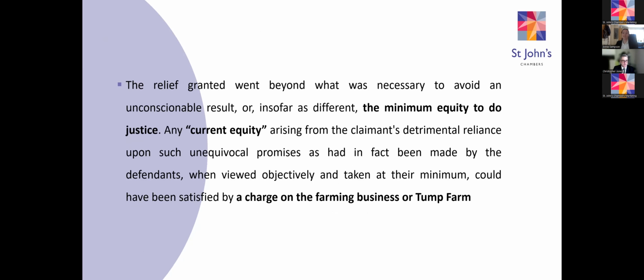Secondly, albeit a very similar criticism to the first ground of appeal, it was suggested that the court had gone beyond the minimum equity necessary to do justice, which could instead have been achieved by way of a charge on either the business or the farm. However, it's not clear whether this was intended to address the issue of acceleration, as well as the extent of the detriment suffered, and neither is it clear how such a charge would work, such as whether it would enable Andrew nonetheless to force a sale, let alone how much it should be for.